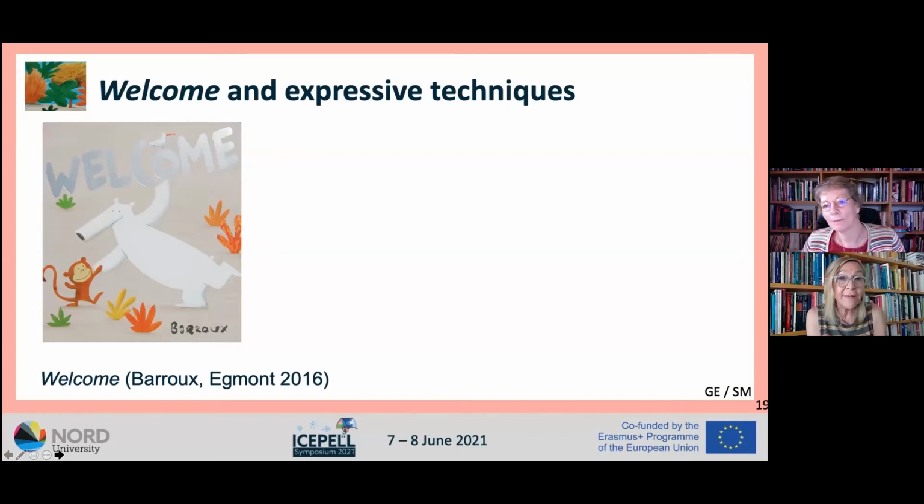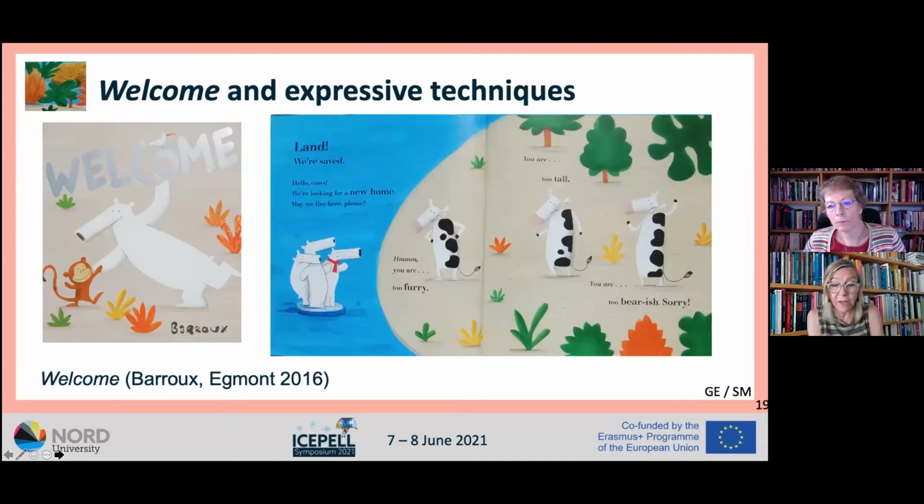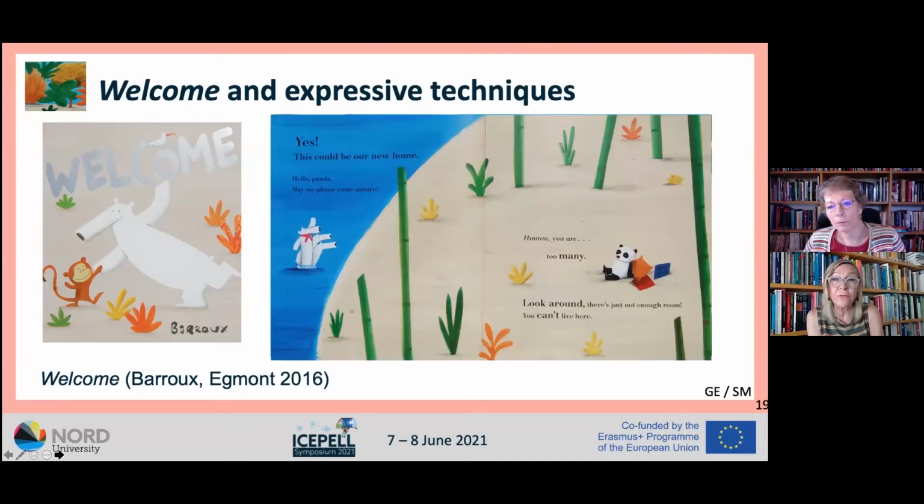It's written and illustrated by Barrault and published by Egmont. On the cover, we can see a polar bear, but this is not the beginning of the story. A polar bear and his friends drift away from their home in the Arctic on a piece of ice which has broken away. They hope to find a new home, but are turned away from one new place after another, and they start to lose hope.